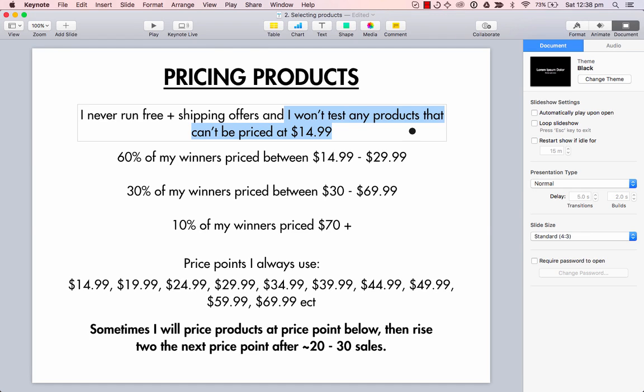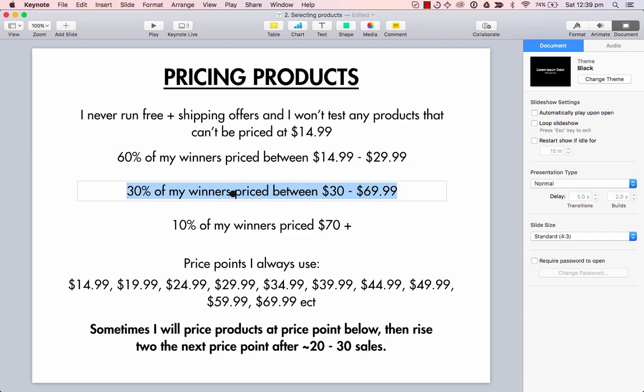In terms of the previous winners that I've had in my store, 60% of my winners are priced between $14 and $29.99. I find that anything between these two price points is the sweet spot for impulse purchases, right? So once you start going over $30, the propensity for impulse purchase starts to decrease. So my conversion rates are always the highest when I price products around here, because people just want the item quickly, and they'll go through the checkout wanting the item.